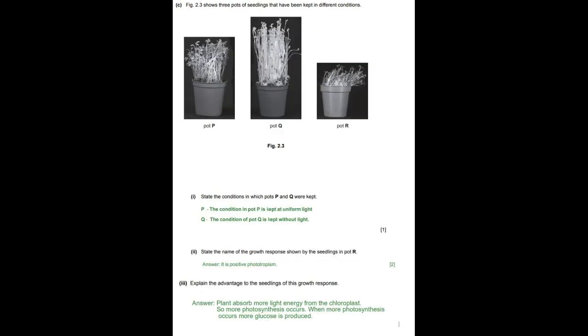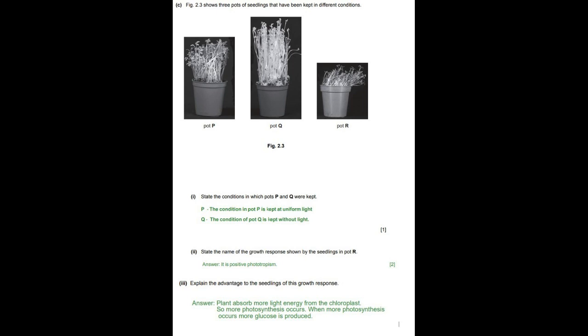Figure 2.3 shows three pots of seedlings that have been kept in different conditions: pot P, pot Q, and pot R. C1. State the conditions in which pot P and Q were kept. Pot P is kept at uniform light and pot Q is kept without light. State the name of the growth response shown by the seedlings in pot R. So the growth response is positive phototropism.